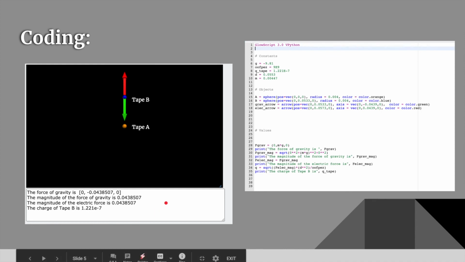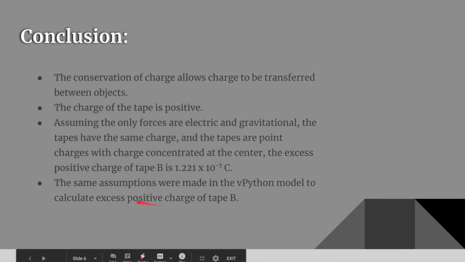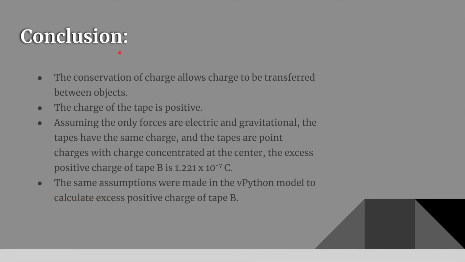physical experiment. To conclude, the conservation of charge allows charge to be transferred between objects. The charge of the tape is positive. Assuming the only forces are electric and gravitational, the tapes have the same charge, and the tapes are point charges with charge concentrated at the center. The excess positive charge of tape B is 1.221 times 10 to the negative 7th coulombs. The same assumptions were made in the Python model to calculate excess positive charge of tape B.